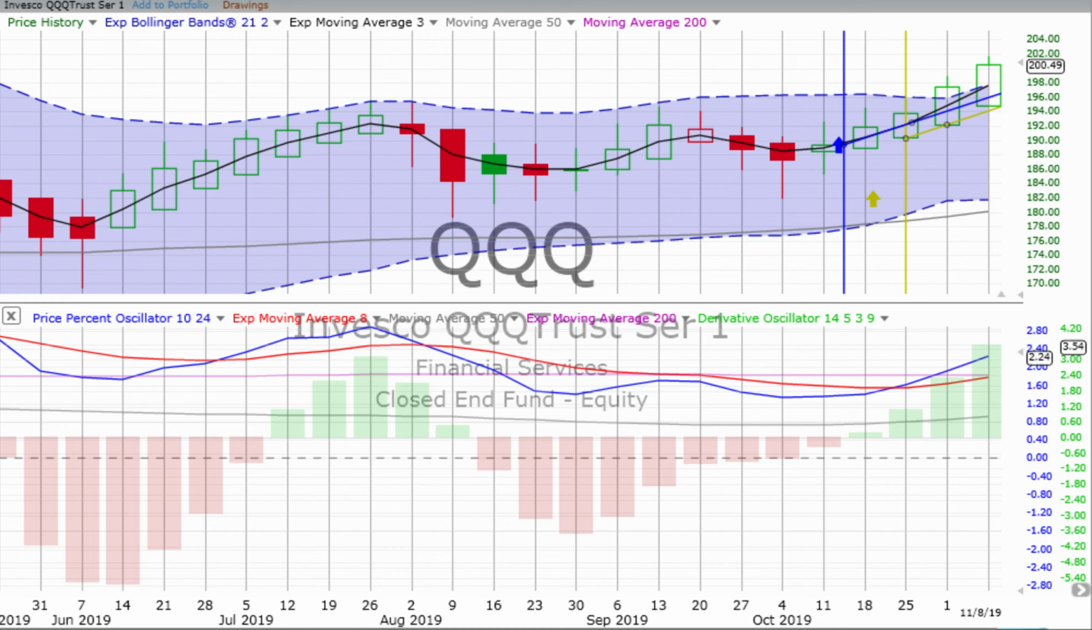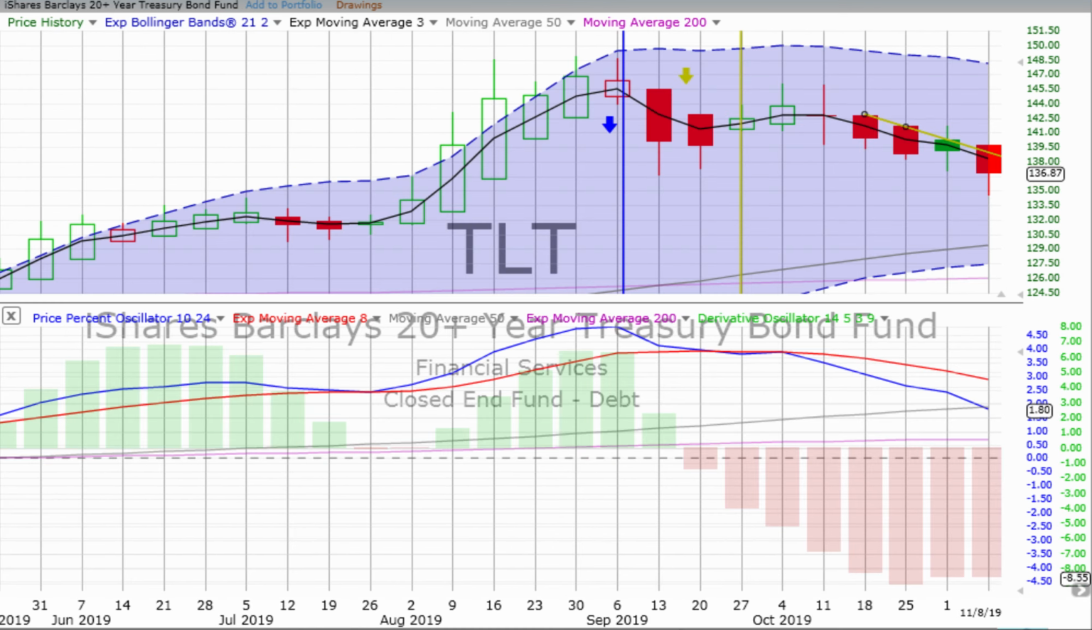So let's keep moving through. We see the TLT 20-year bonds down again 0.42%. Price percent oscillator spiking over, going down a little more. Derivative oscillator looks like it's about flat, maybe gained a little bit of momentum.